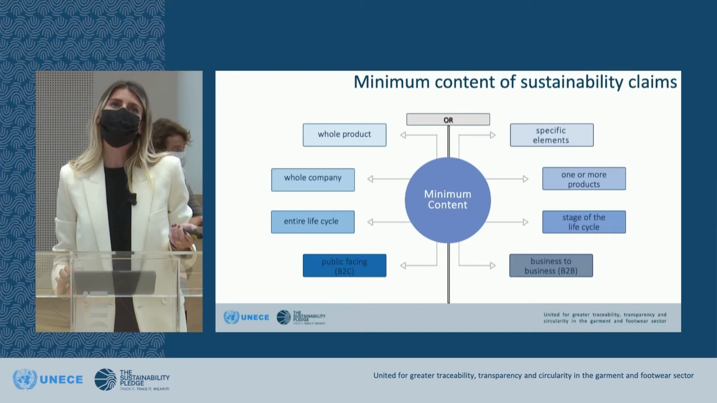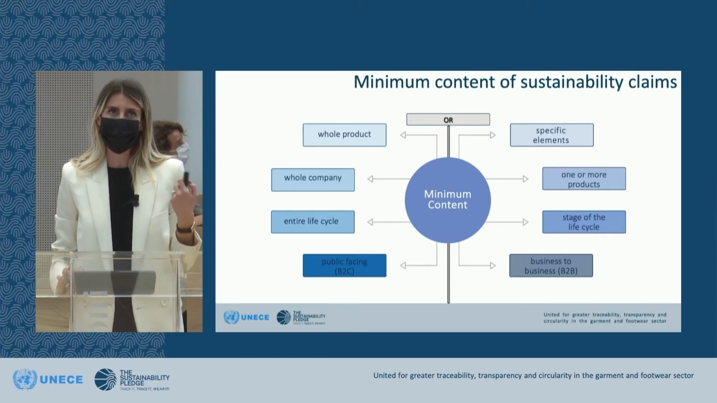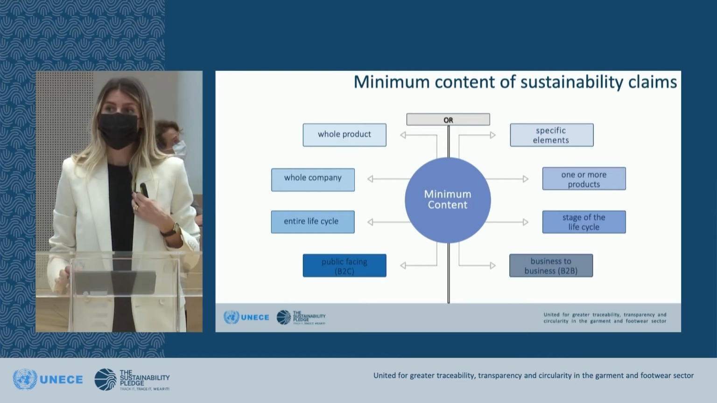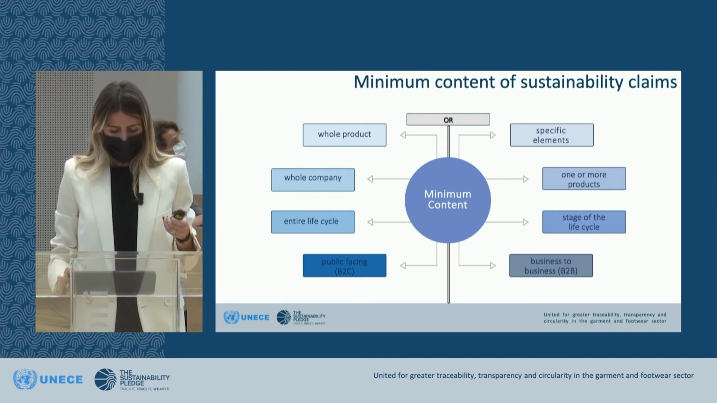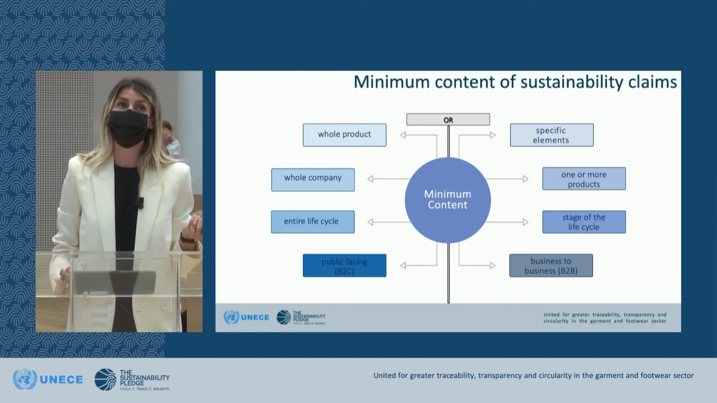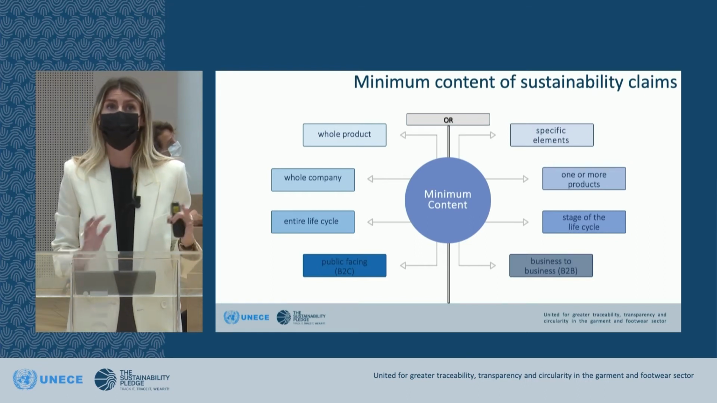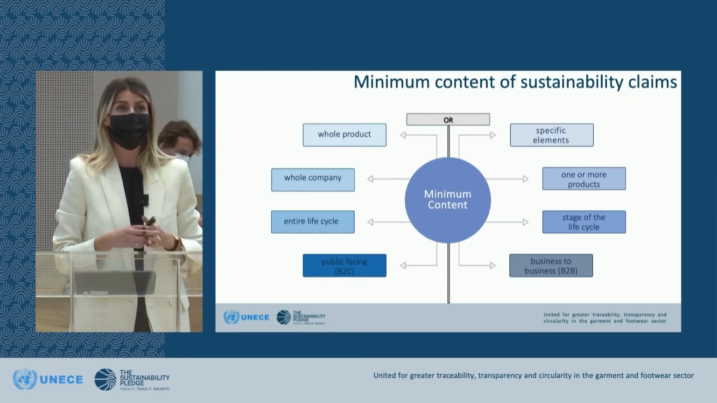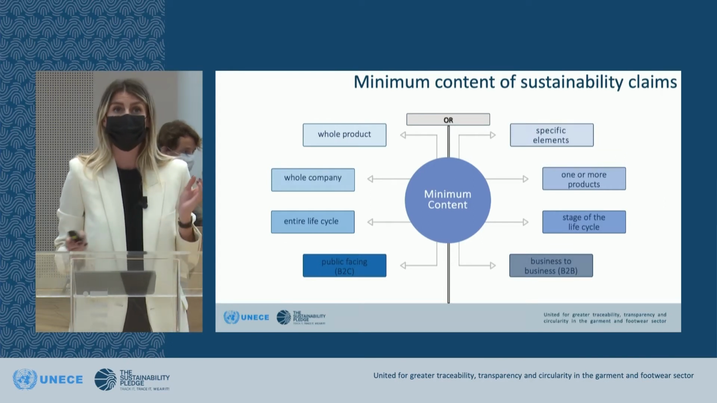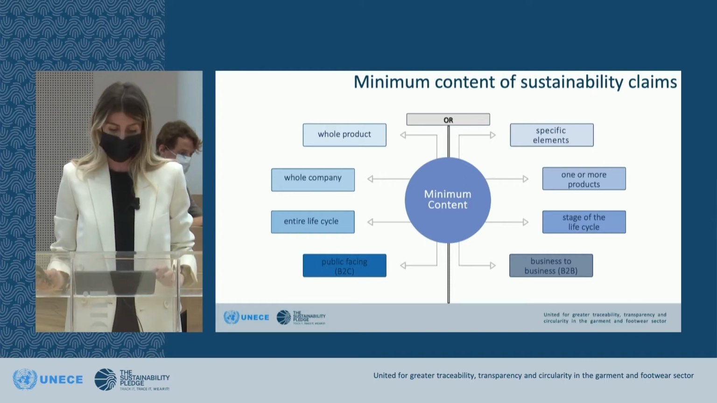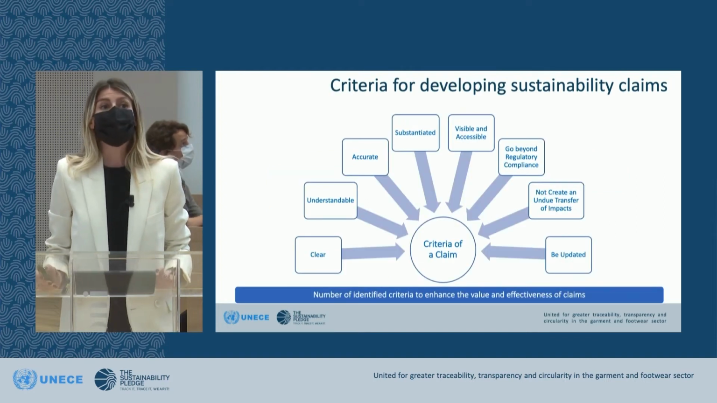Now, I won't go into the details of the content of a sustainability claim. But it has to be made clear if the claim refers to the whole product or only specific elements, or the whole company or only one or more products of that company, if it addresses the entire life cycle or just one stage of the life cycle, and then the target audience, if it's a public facing or business-to-business claim. Here are some criteria.